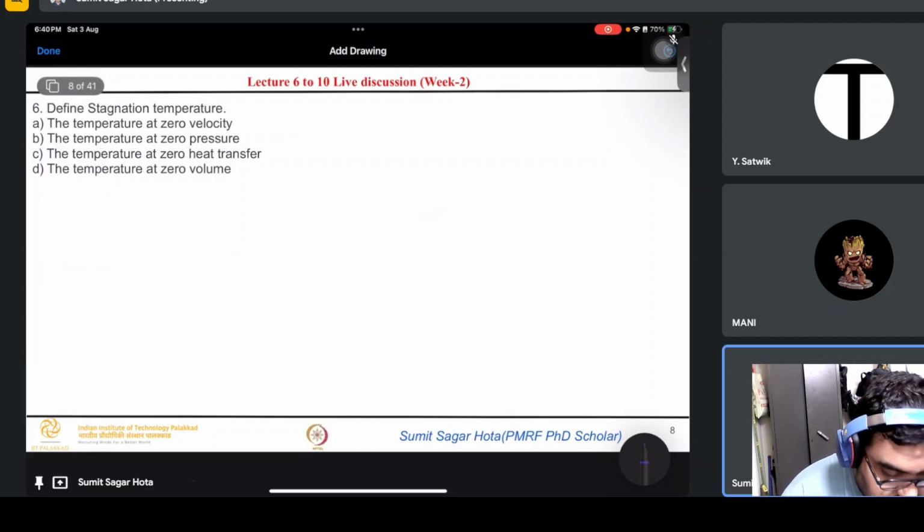Define the stagnation temperature. Obviously stagnation leads to a very simple term: stagnation means velocity equal to 0, whatever it is, temperature, pressure, whatever. Mostly the questions will be asked on stagnation velocity and stagnation temperature.